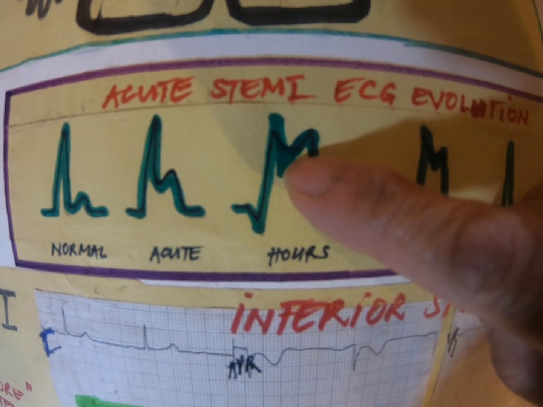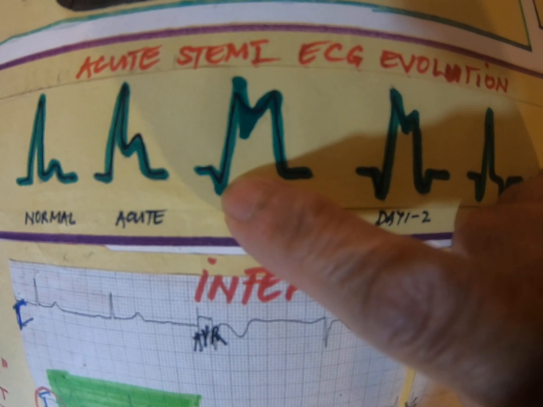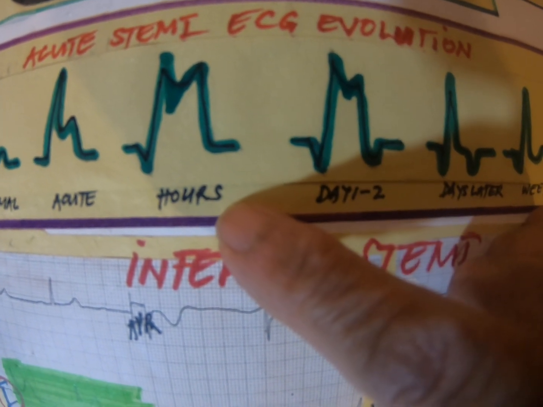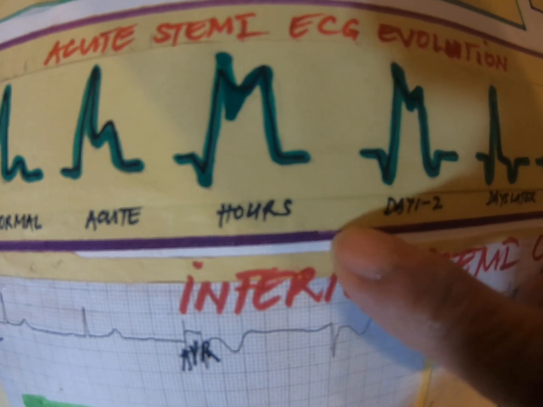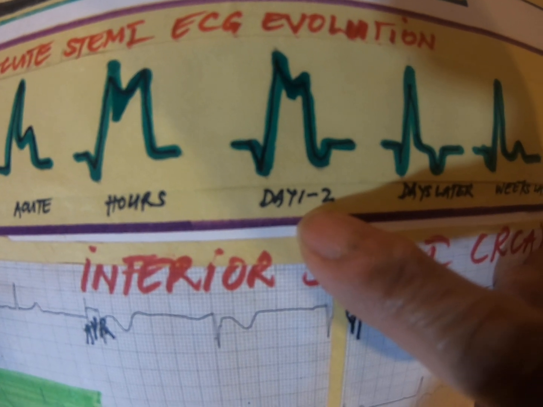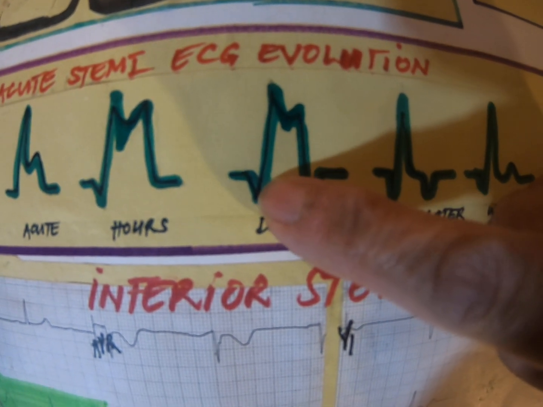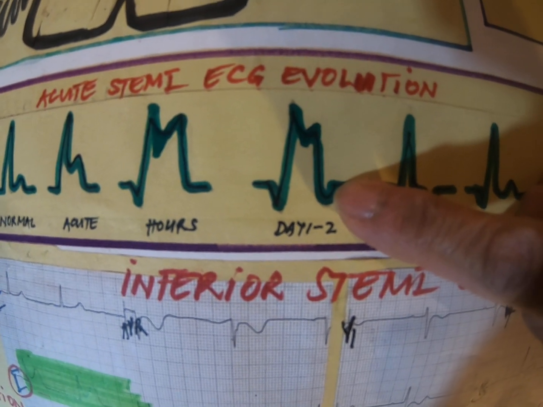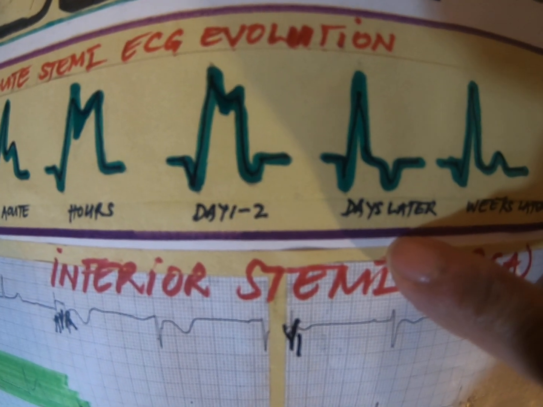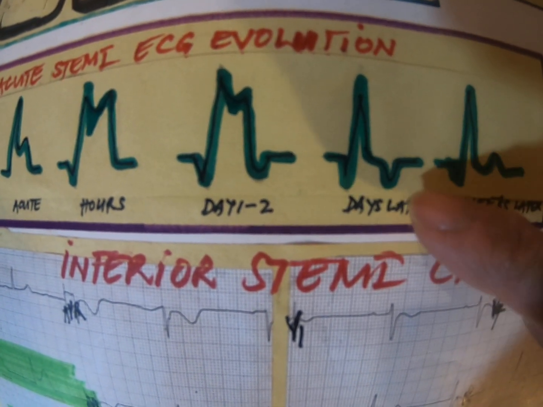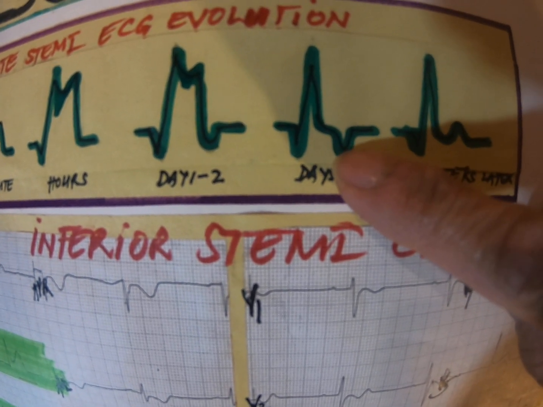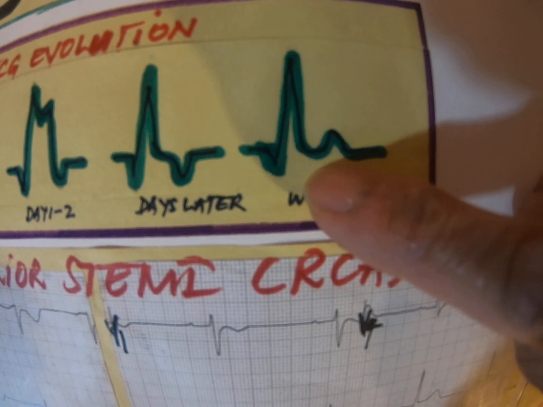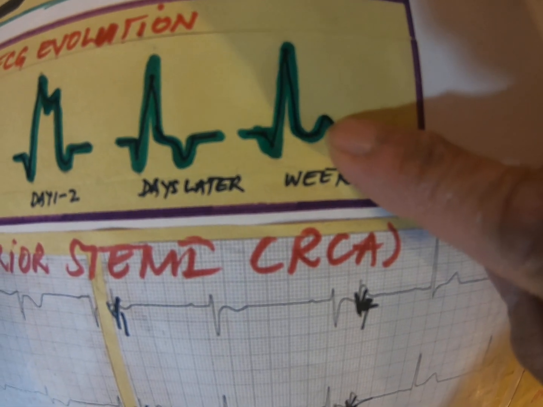In here, we still have an ST elevation, and we started to develop a Q wave, right here, that is more than, let's say, 0.03. And that is for hours. If it is, let's say, day 1 or 2 after the attack, the Q wave gets deeper. The ST elevation is still there, and you get a T wave inversion. If the damage progresses, days later, the Q wave is still there, the ST segment normalizes, isoelectric, but the T wave is still inverted. And weeks later, the Q wave is still there, the ST segment is isoelectric, and the T wave is now upright.